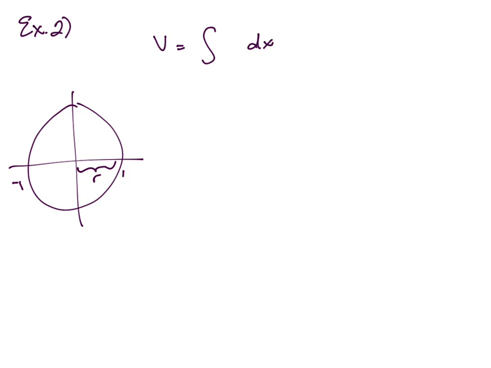Okay, listen. This is important. The cross sections are squares. So we need to know what's the area of the square that I get by cutting this guy in a cross section. Can you imagine it?